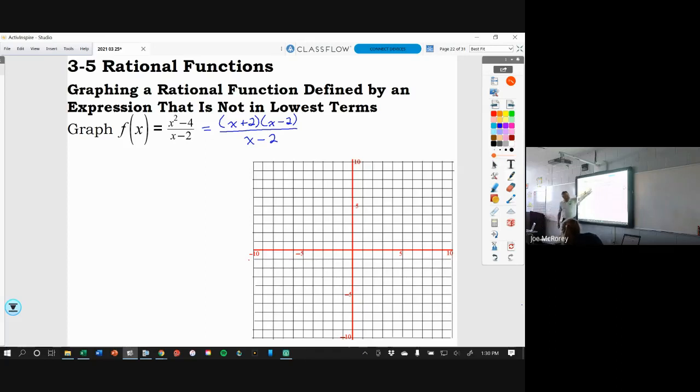This graph is a specific graph, x squared minus 4 over x minus 2. That is a specific graph. Does anything cancel here? Yes, the x minus 2. But before we do that, what is the domain of this function? Do we have any restrictions on x? X cannot be 2, because if it was, the denominator would be 0. So that's kind of important.